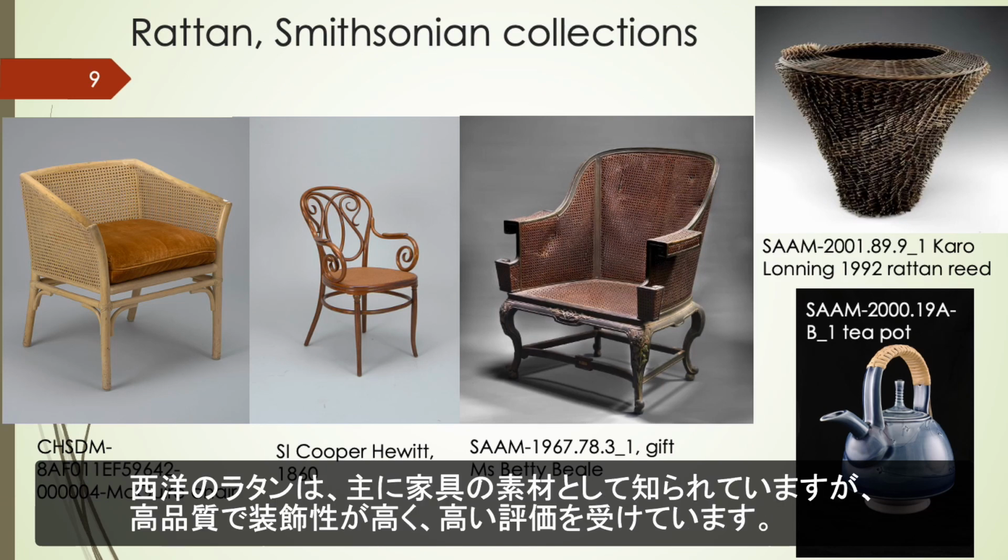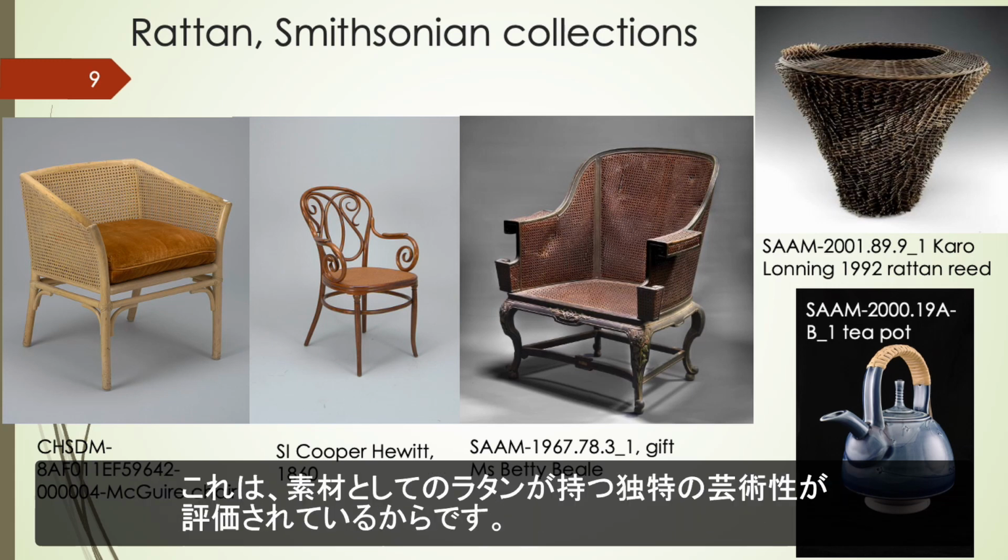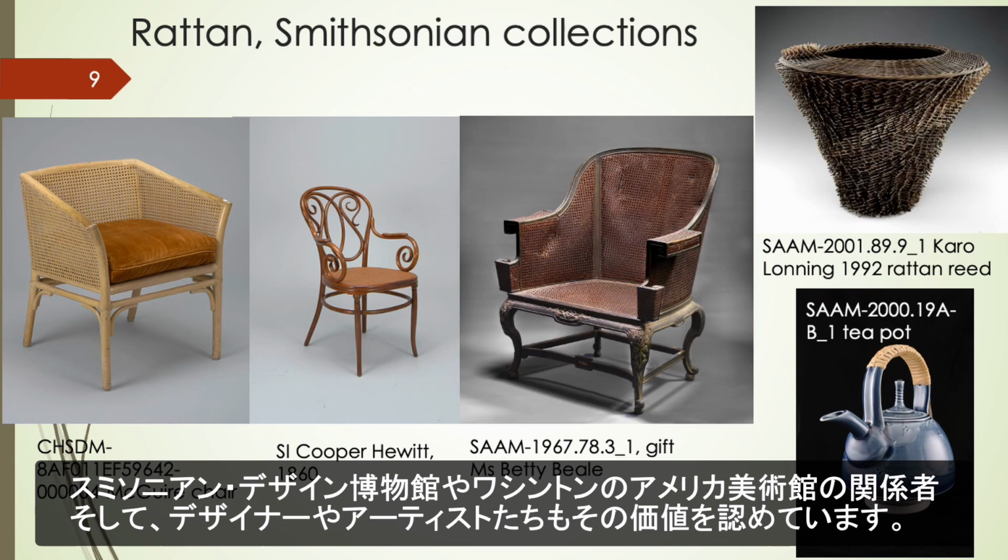Rattan in the West is known mainly as a material for creating furniture of high quality, decorative, and highly valued, demonstrating appreciation of the unique artistic qualities that rattan presents as a material. Its value was recognized by designers and artists, as exemplified here by the collection at the Smithsonian Museum of Design in New York, Cooper Hewitt, and in the collection of the Smithsonian American Art Museum in Washington, D.C.